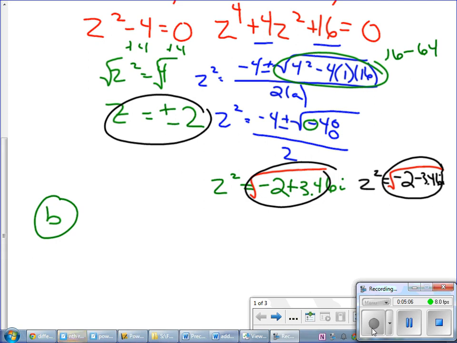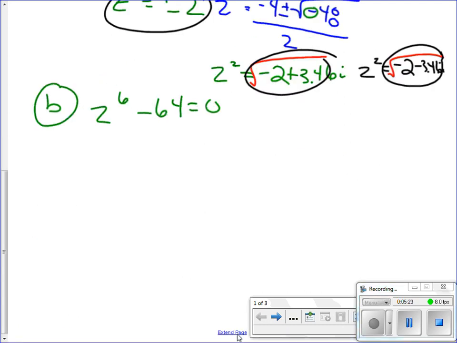So the original equation was z to the 6th power minus 64 equals 0. So to do this the pre-calculus way, we want to get z by itself. So we are going to add 64 to both sides of the equation. And we'll have that z to the 6th power equals 64. We're going to write that in polar form. So that's a complex number.